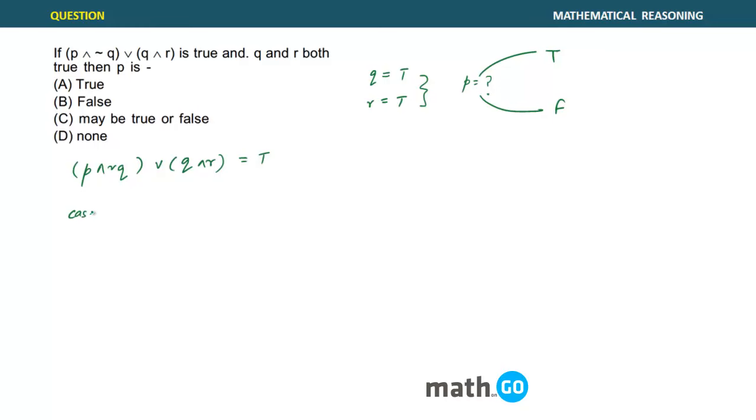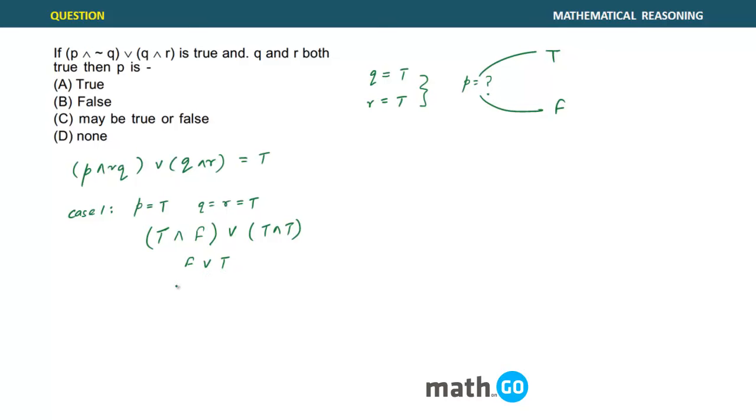So let's take case 1 to understand this problem. Case 1 says, let's assume P is equal to true, right? We assume P to be true. Now let's just put in the values. So if P is true, Q is already given to be true, R is also given to be true. Let's put the values in the statement given. So it will be P, true, intersection negation of Q, which will be false, right? This will then become or true intersection true. So true intersection false will be false. False or this will be what? Yes, true.